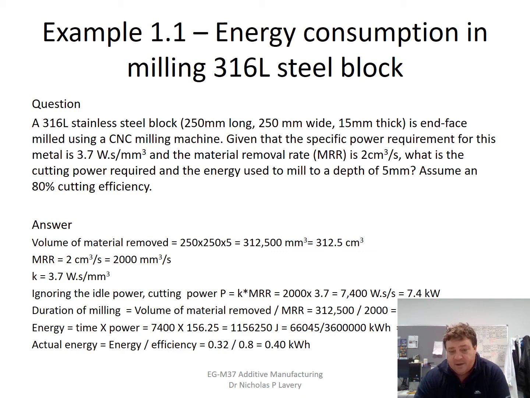So the cutting power, P, is just K times MRR, or the specific power times the material removal rate. So we've already worked out that the MRR is 2,000 millimeters cubed per second, and the specific power is 3.7 watt second per millimeter cubed, which gives us 7.4 kilowatts.